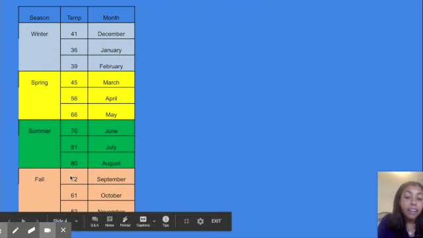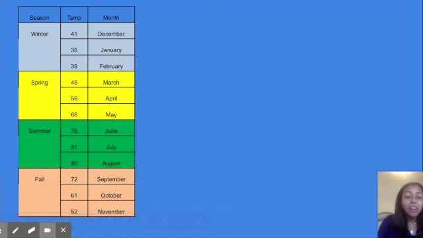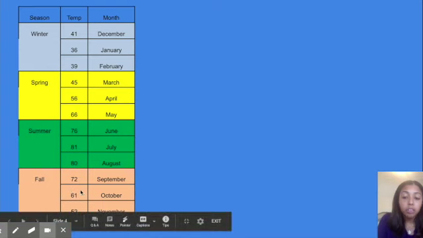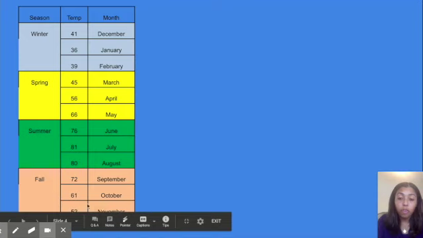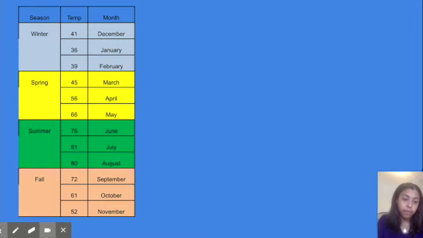Then in September, it got to 72, so it got a little cooler, and now it was the perfect degrees. I could go outside. I didn't need a coat. But I also wasn't sweating. It wasn't really, really hot. In October, it went to 61 degrees. So did it get warmer or colder? Yeah, it got a little bit colder. I needed to start thinking about wearing a jacket. And then in November, it was 52 degrees. Did it get warmer or colder? Yeah, it got colder. Now I definitely needed a jacket and gloves and a hat.